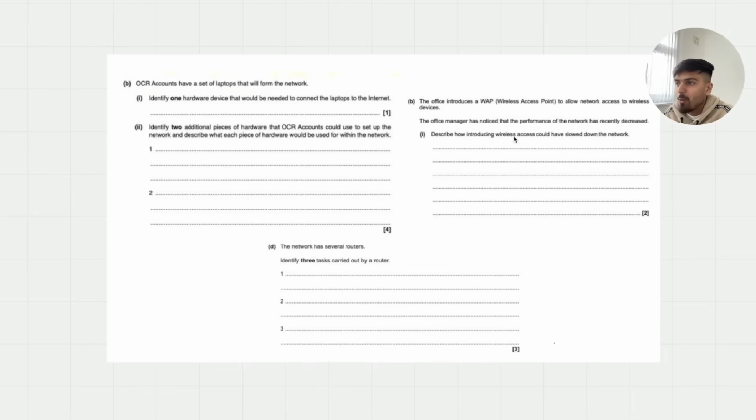And explain how wireless access could slow down the network. So wireless transmission is slower than cabled. We all know that. More devices can be connected, increasing the traffic, reducing the bandwidth available for each user, and there might be interferences such as walls.